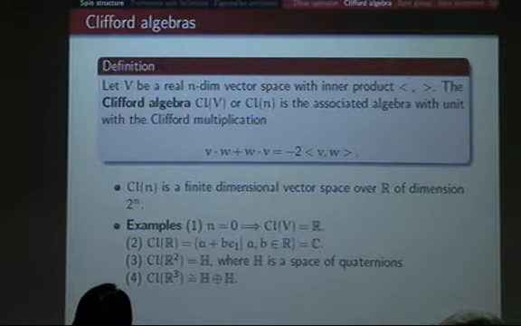Let V be a real n-dimensional vector space with inner product. The Clifford algebra is the associated algebra with the multiplication as this. The Clifford algebra is a finite dimensional vector space of dimension 2^n. For example, for n equal to 0, Cl(V) is the real line, and Cl(R) is the complex number space, Cl(R2) is the quaternions, and Cl(R3) is like this.